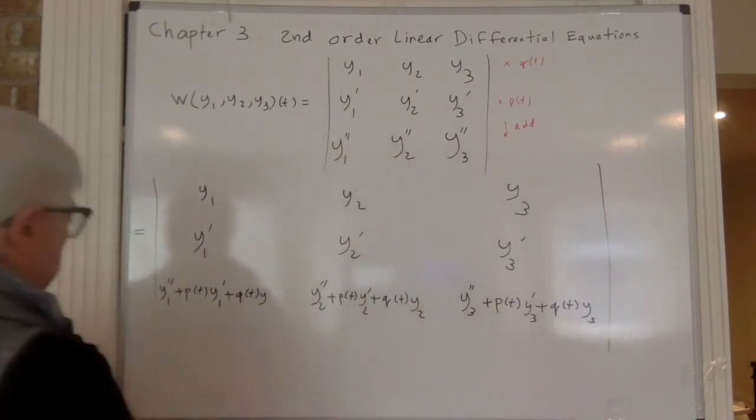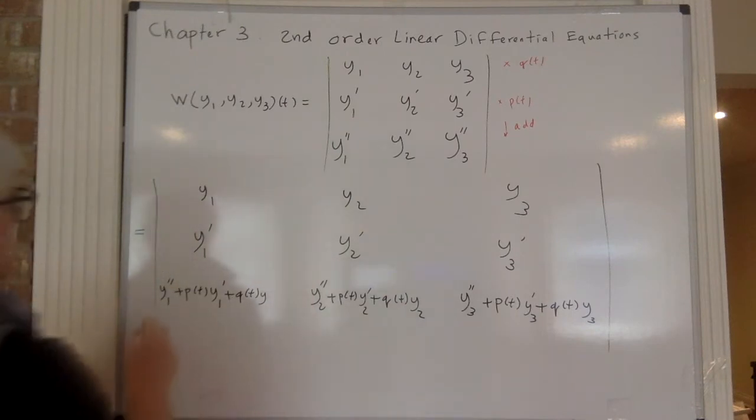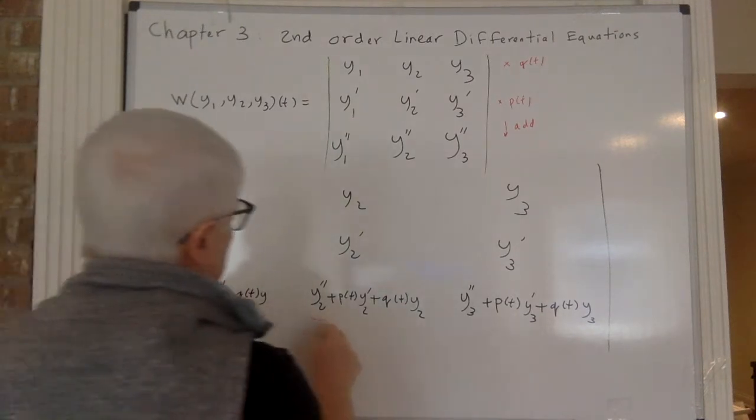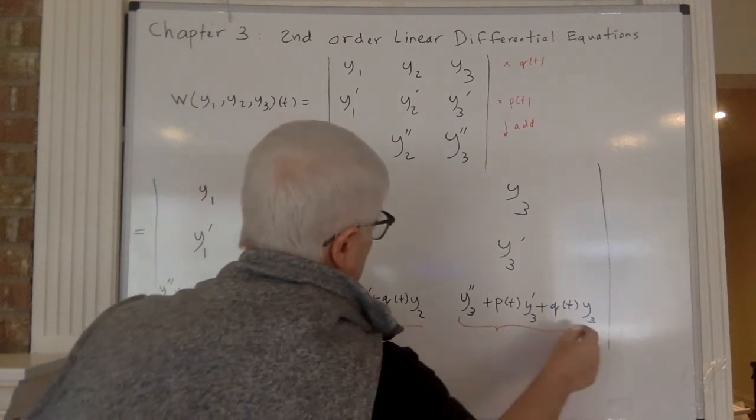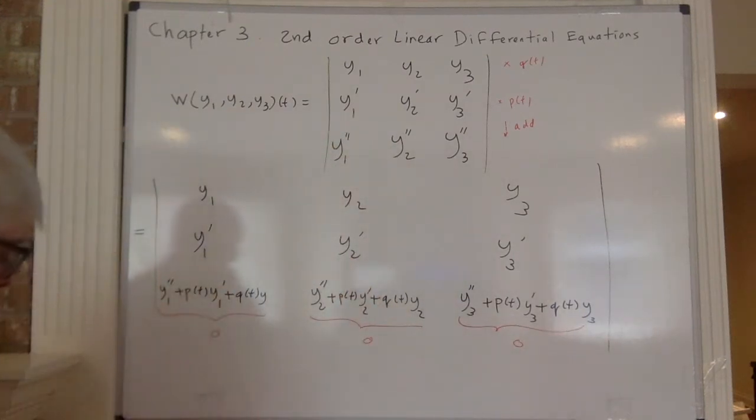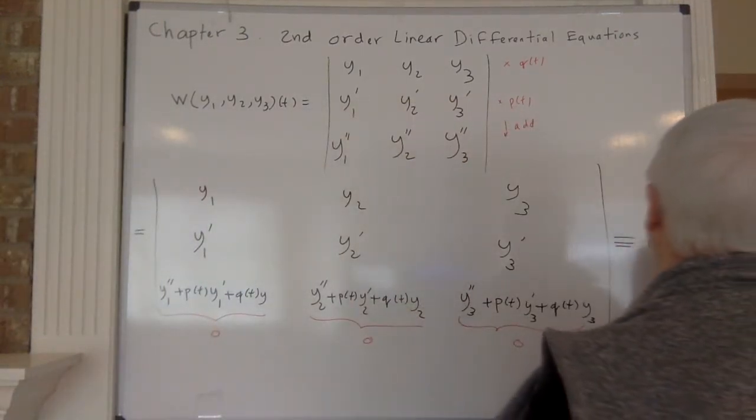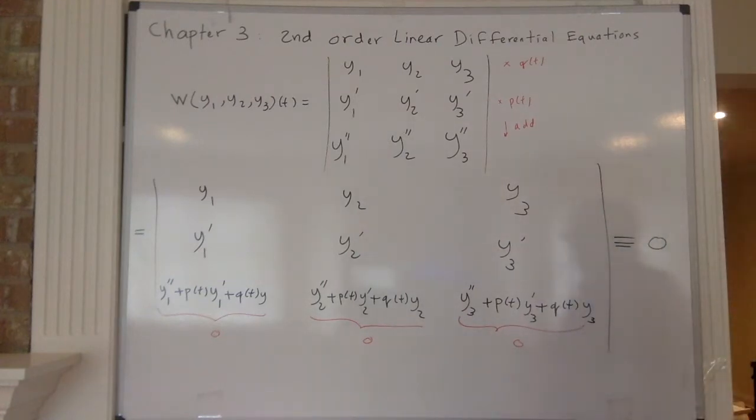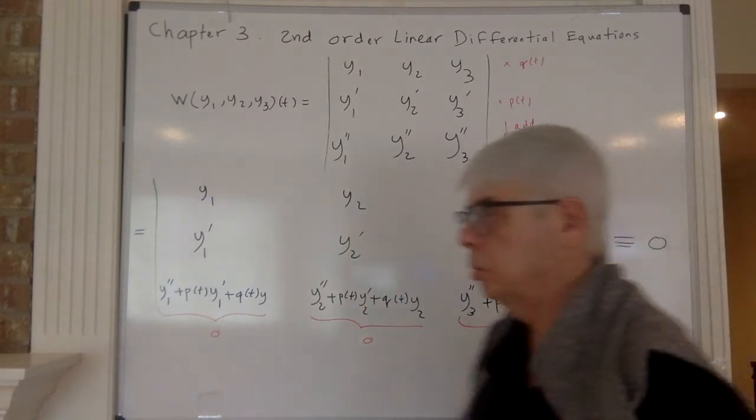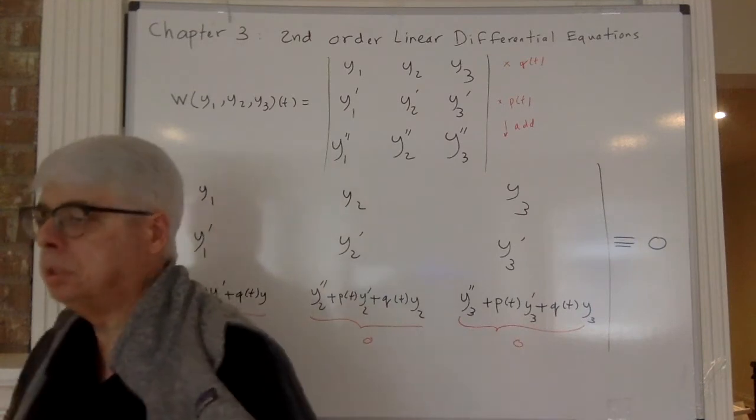So each one is 0. This is 0, 0, 0. The three functions satisfy the equation and they are 0. So what happens? The determinant is identically 0. One row or column being 0 means that it is identically 0. Okay, so y1, y2, y3 are not linearly independent, or as they say, linearly dependent.